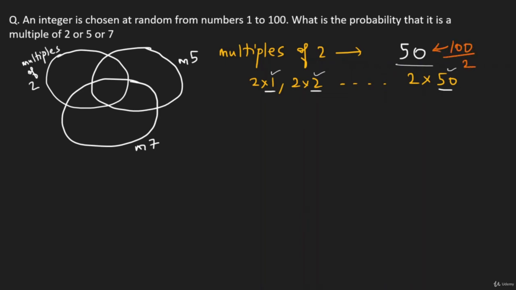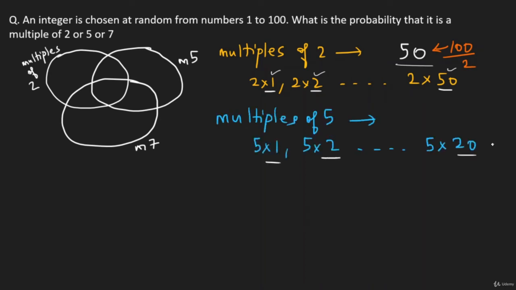Alright, let's move on to the multiples of 5. How many multiples of 5 are there up to 100? We have 5 into 1, 5 into 2, up to 5 into 20. Because 5 into 20 is equal to 100, right? Now over here we have 1, we have 2 over here, and this goes on till 20. Therefore, we have 20 multiples of 5 up to 100. Now this 20 over here could also have been obtained as 100 divided by 5.